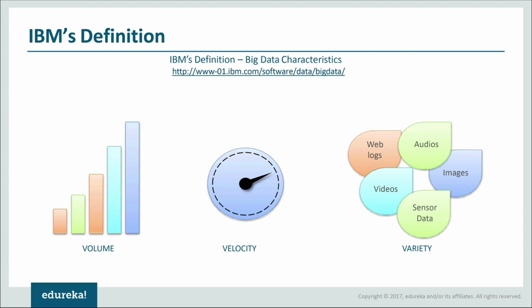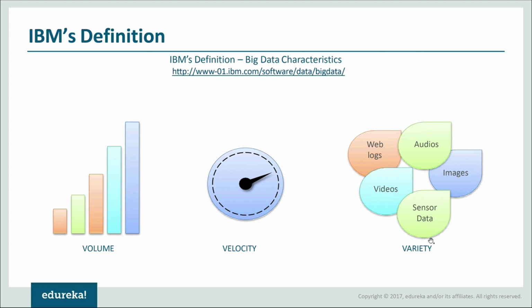IBM has its own definition, where it says if you want to identify that the data is big data, it needs to satisfy 3V properties, which are volume, velocity, and variety. Volume means you should have very huge data. Velocity means it should be produced at a very rapid rate. It should not be that you have a large amount of data, but it was collected over the last 20 years. It should be that you have produced a huge volume of data at a very fast rate.